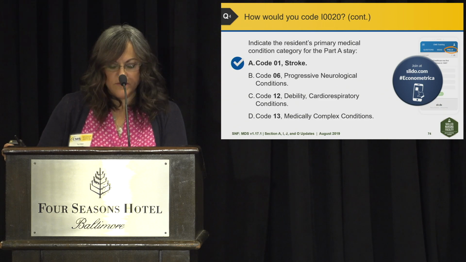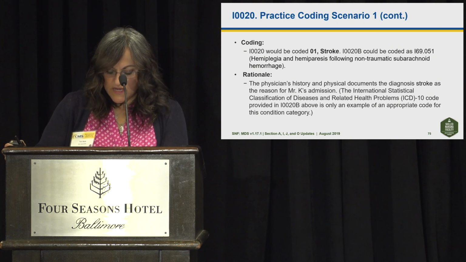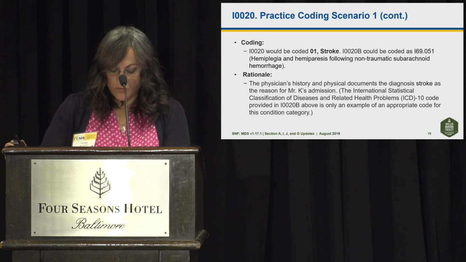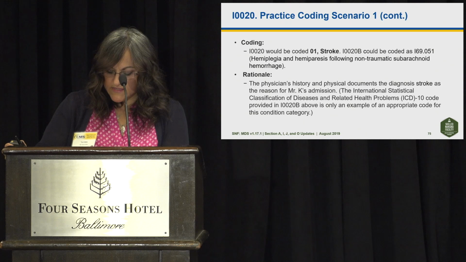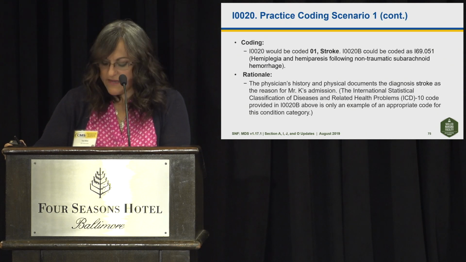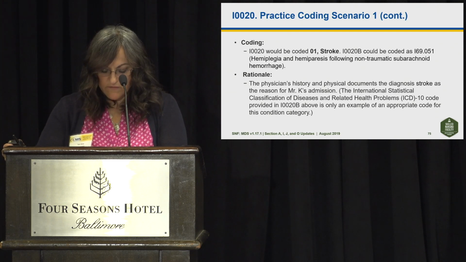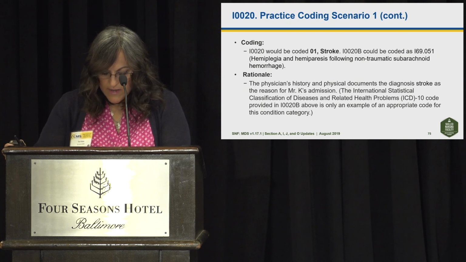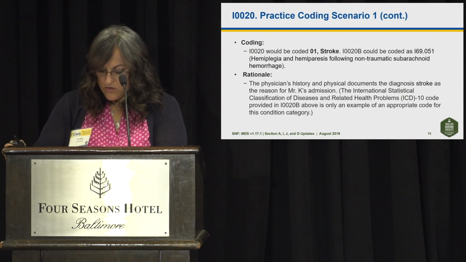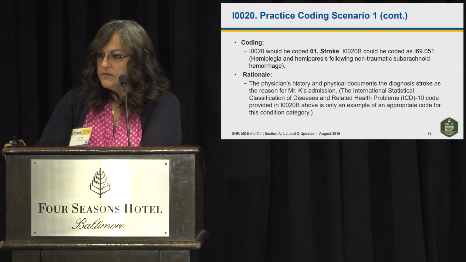And yes, the answer is code 01, stroke. The rationale is that the physician's history and physical documents the diagnosis of stroke as the primary medical reason that resulted in Mr. K's admission to the SNF. Remember, item I0020 is not asking why the resident is skilled in the SNF. It's asking for the diagnosis that best represents the primary medical condition category that resulted in the resident's admission to the SNF. So keep that in mind. As noted here on the slide, they could have used ICD code I69.051, which is hemiplegia and hemiparesis following a non-traumatic subarachnoid hemorrhage, to code the ICD code.